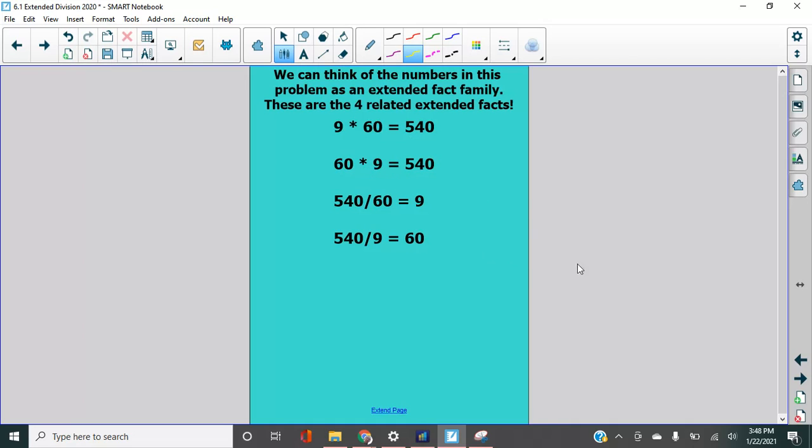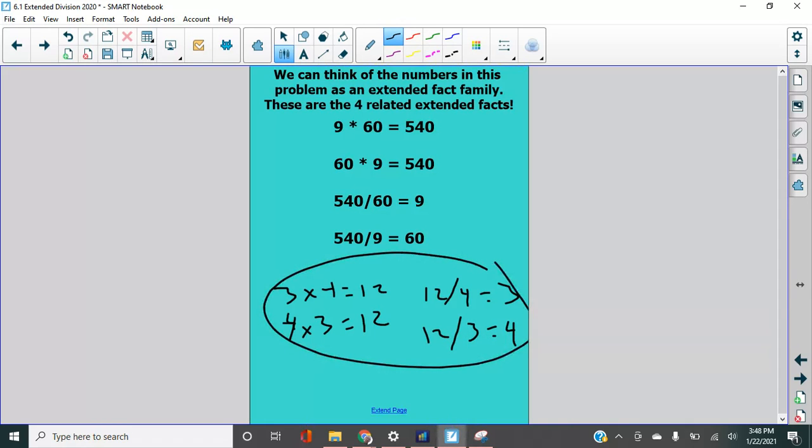Now, you've probably seen them with just the single digits, but this creates what we call an extended fact family. All of these are related, just like if you just have the single digits, right? Think about 3, 4, and 12. So 3 times 4 equals 12. And 4 times 3 equals 12. And then 12 divided by 4 equals 3. Division problems start with the bigger number. That's the one you say first, as long as you're not dealing with fractions. This concept from last year is the same as this, only we're dealing with the zeros.